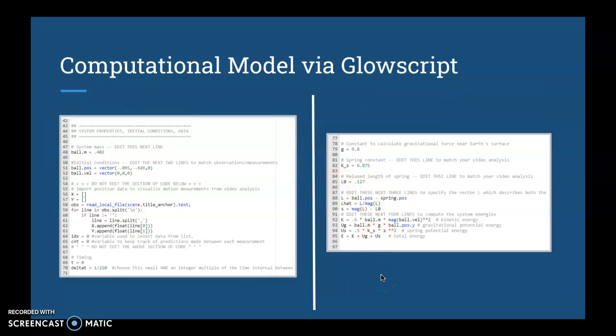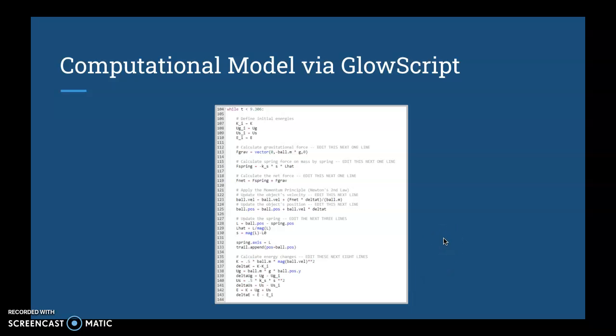Following the experimental model, we can see my code and the computational model that was seen via GlowScript. On the left, you can see how I changed and edited the lines such as the initial position vector and the velocity vector, and also changed the time and added the mass of the ball. On the right, you can see how the gravitational force was added as well as my spring constant and the relaxed length of the spring.